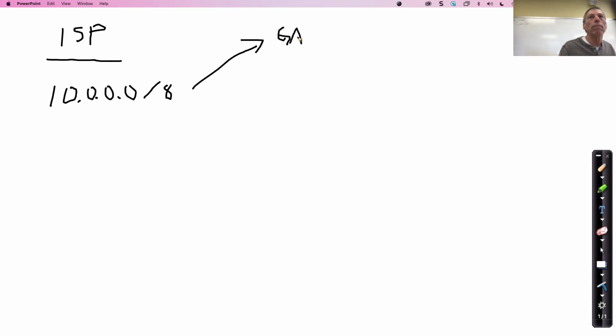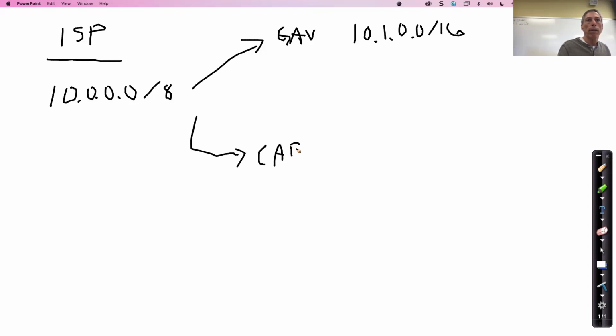Okay. That means they could hand out to, let's say, Gavilan College. And I'm using private addresses instead of public addresses here, but that's okay. Maybe they got 10.1.0.0/16. Okay. And maybe to Cabrillo College, we got 10.4.0.0/16. Okay. Now, what does that mean?